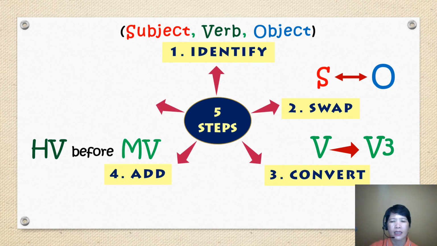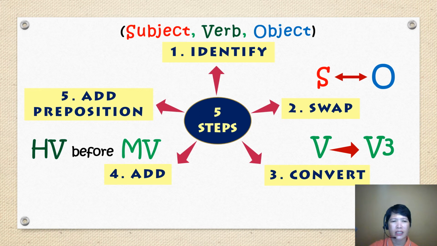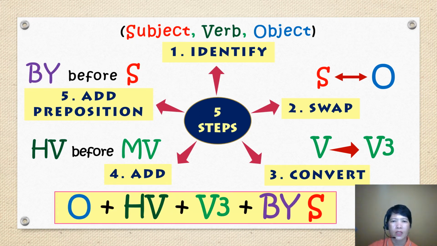And the last and final step in transforming active voice to passive voice is we need to add the preposition by before the subject. So the structure now of the passive voice is we have the object plus HB plus B3 plus by, and then the subject. Now let's take a look at how to transform the first 8 tenses in the English language following the given steps.